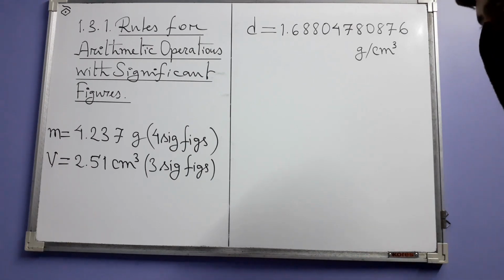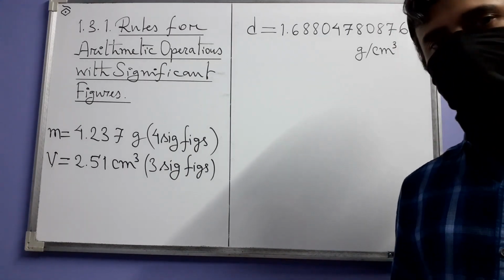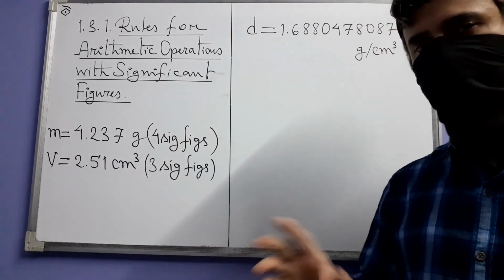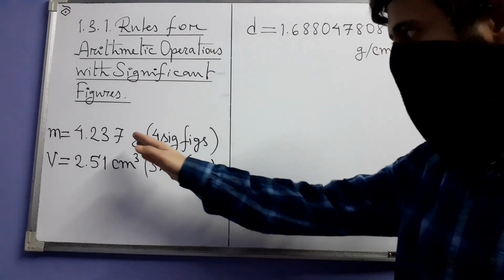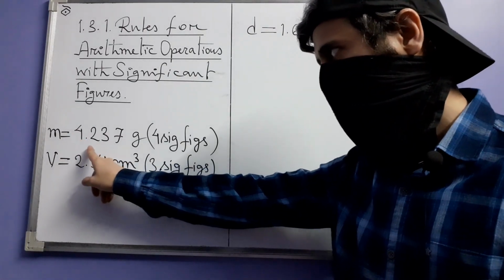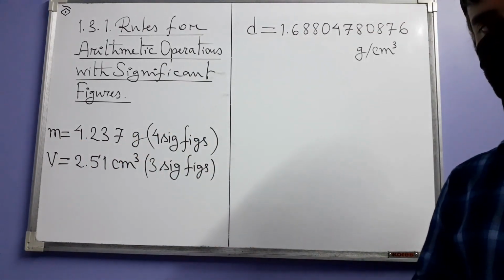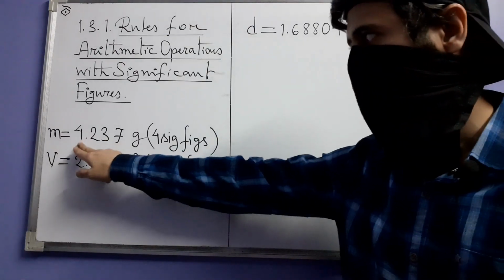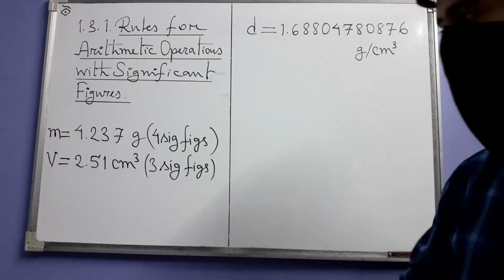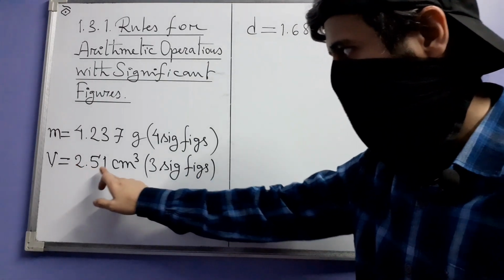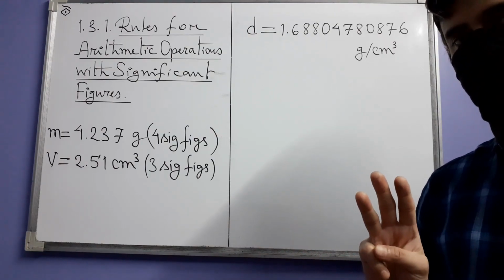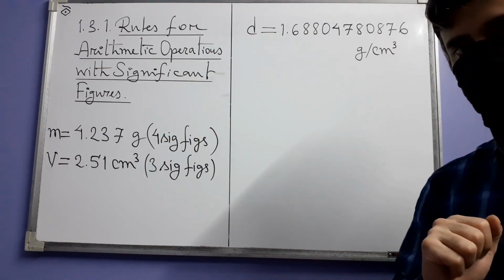Let's see. Suppose you have an object and that object's mass and volume were measured using some devices and these values were obtained. The first one, the mass value, is 4.237 gram. So there are four significant figures, 4, 2, 3 and 7. 7 is the uncertain digit, we already know these things. And the volume is 2.51 cubic centimeter. So here there are only three significant figures, 2, 5 and 1.